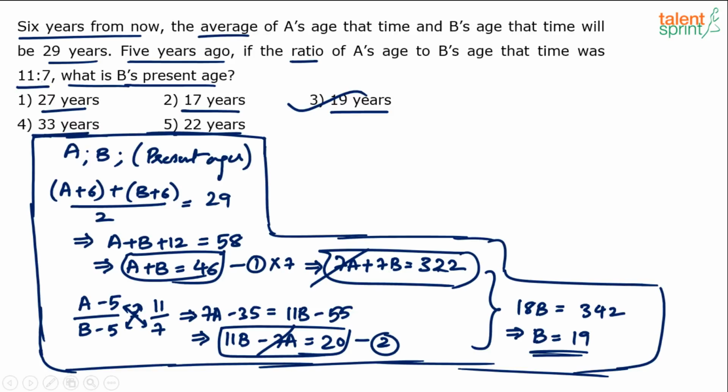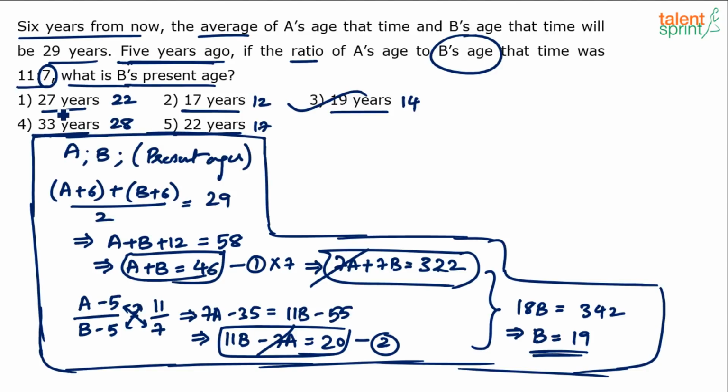What I know is, if I go back 5 years, B's age should be a multiple of 7. 5 years ago, the ratio was 11:7. Which means, if I subtract 5 years from each of these options, these are B's ages. Subtract 5 years, you will get B's age 5 years ago. And that value that you get for 5 years ago should be a multiple of 7. Subtract 5: 27 becomes 22, 17 becomes 12, 19 becomes 14, 33 becomes 28, 22 becomes 17.